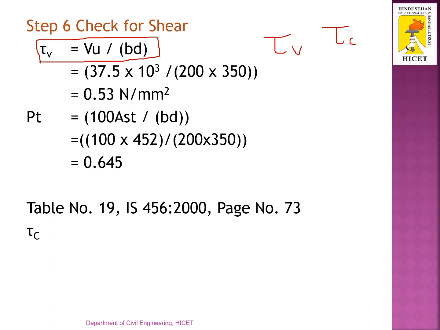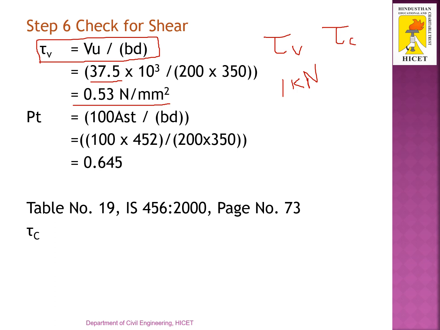So Vu, as per our shear calculation, is equal to 37.5 kilonewtons, B is equal to 200 mm, and D is equal to 350 mm. You have to calculate the value in terms of Newton per mm square, so we have to substitute the shear value in Newton. 1 kilonewton is equal to 10 to the power 3 Newton, so 37.5 kilonewton is 37.5 into 10 to the power 3 divided by 200 into 350. So the tau v, nominal shear stress, is equal to 0.53 Newton per mm square.